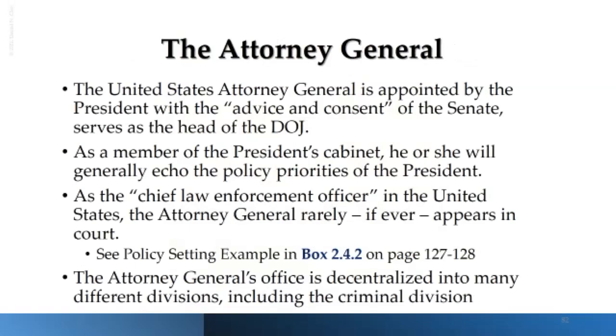So let's talk about the Attorney General. So the Attorney General of the United States is appointed by the President with the advice and consent of the Senate. The Attorney General serves as the head of the DOJ and is a member of the President's cabinet. As a member of the President's cabinet, he or she will generally echo the policy priorities of the President. So whatever the President believes is the most pressing issues that need to be dealt with in a criminal manner, that's generally what the Attorney General is going to do. They don't have to.